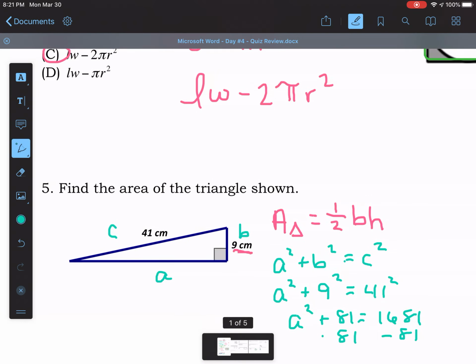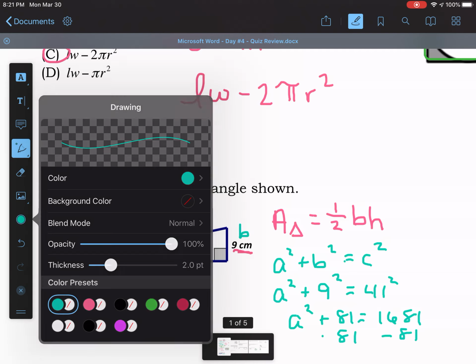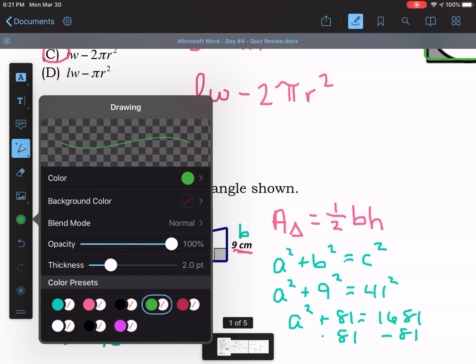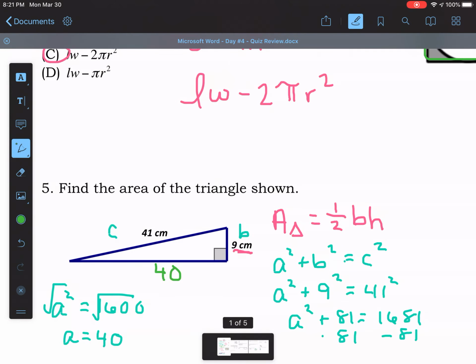And then we end up with, I'm going to keep writing over here. Now we end up with A squared is equal to 1600. Square root both sides, and A is equal to 40, okay? So now we know that the height of our triangle is 40.